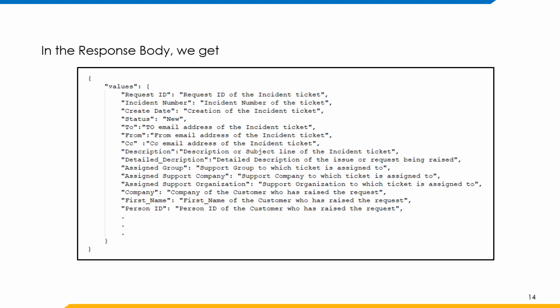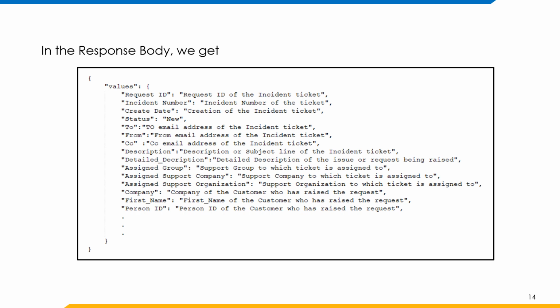To. This attribute specifies the to email address of the incident ticket. From. This attribute specifies the from email address of the incident ticket. CC. This attribute specifies the CC email address of the incident ticket. Description. This attribute specifies the description or subject line of the incident ticket being created. Detailed description. This attribute specifies the detailed description of the issue or request being raised.